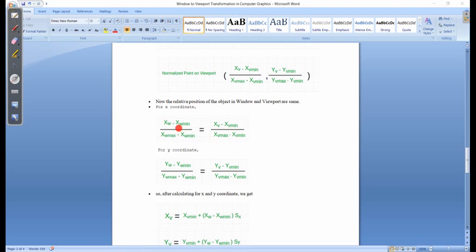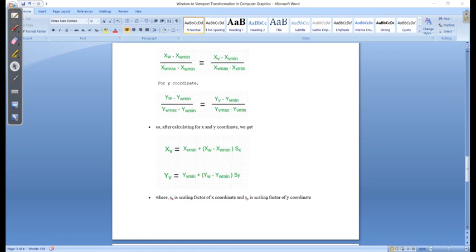Once this equation is in place, if you solve this to find the value of xv, xv will look like this. xv equals xv min plus (xw minus xw min) multiplied with sx, and the same calculation for y coordinate will look like this. yv equals yv min plus (yw minus yw min) multiplied with sy.